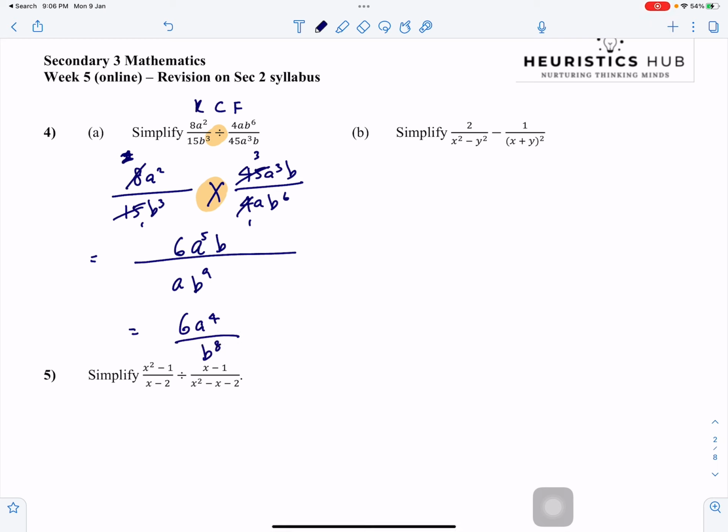Just bear in mind that when you multiply two numbers of the same base, which is b, you actually add the powers together.